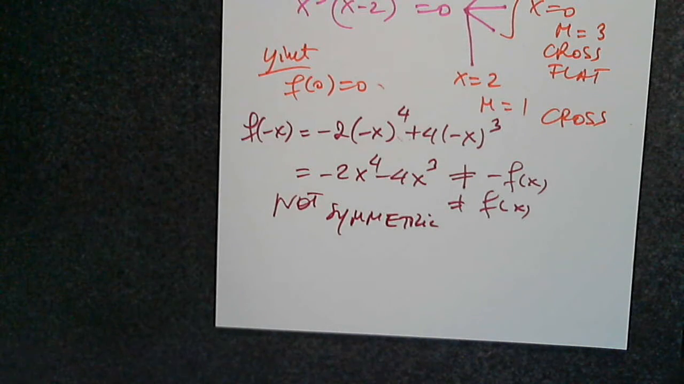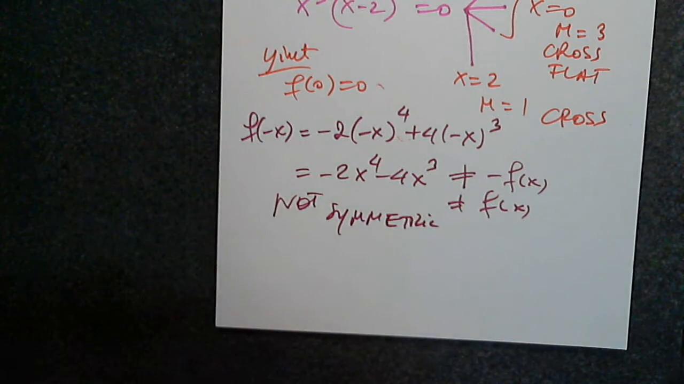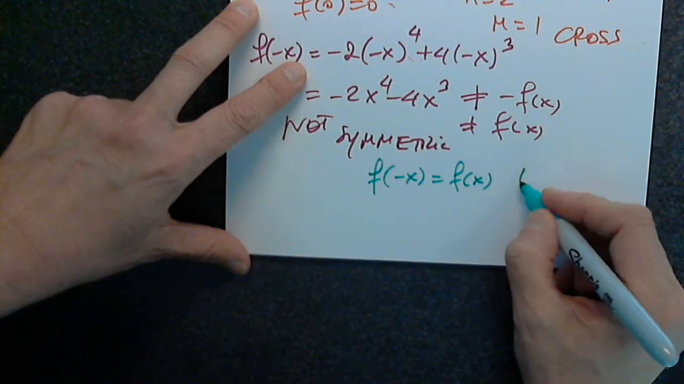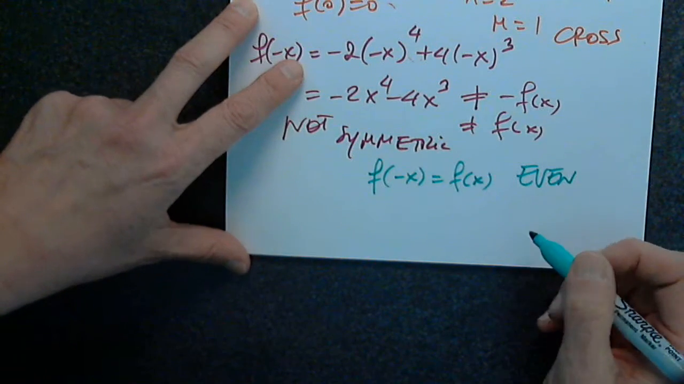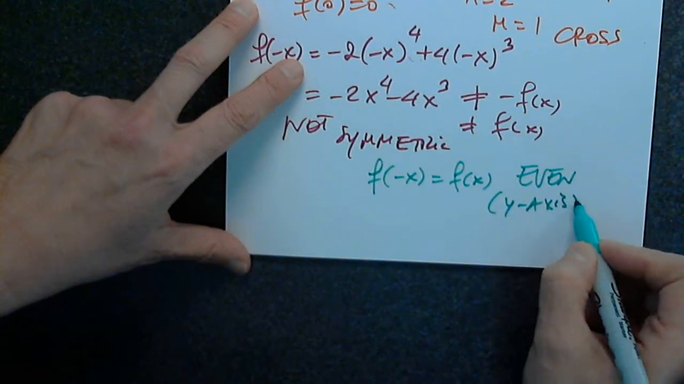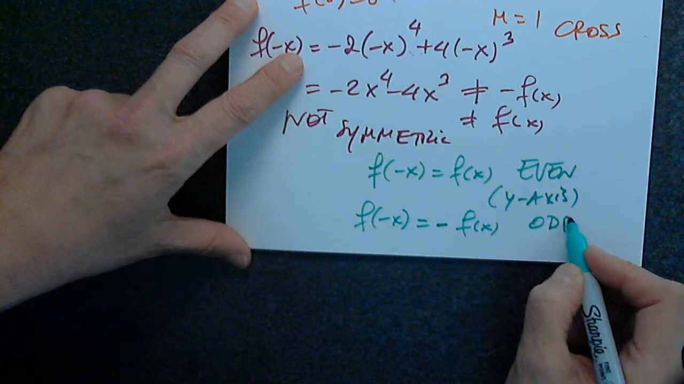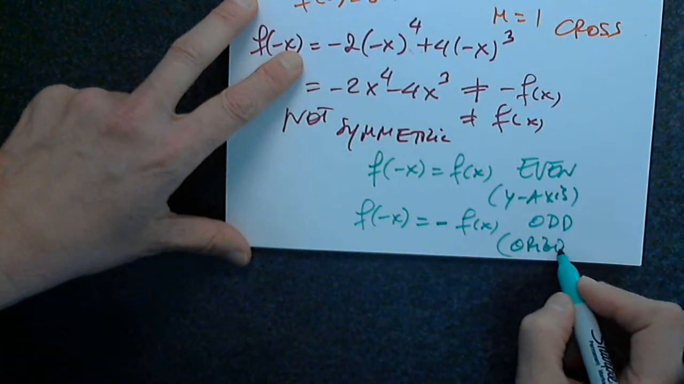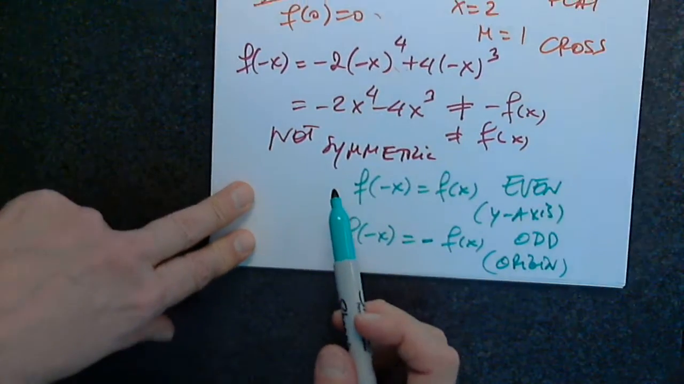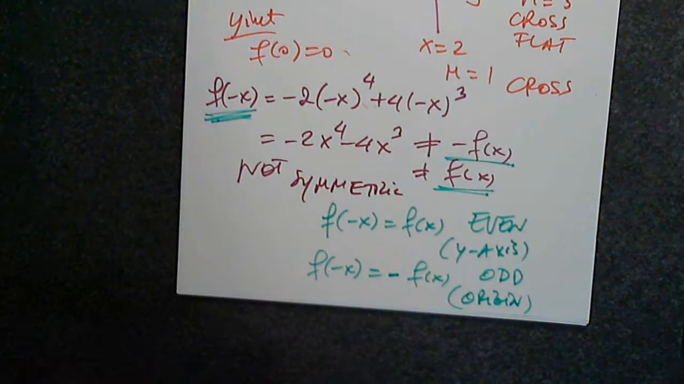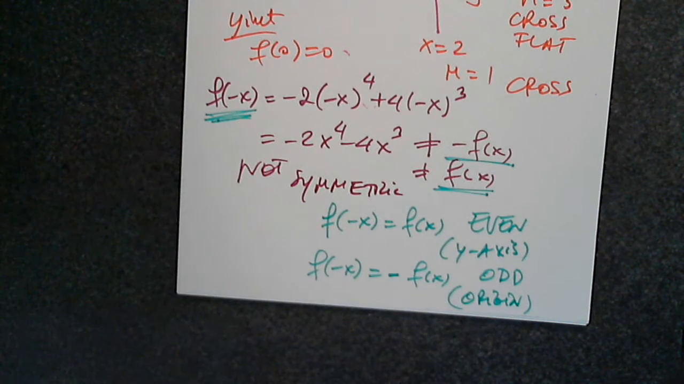So now we can graph. It is not symmetrical because, remember, in chapter 2, we said that if f of negative x equals f of x, it means that the function is even, which means symmetric with respect to the y-axis. And if f of negative x equals the opposite of f of x, the function is odd, which means symmetric with respect to the origin. But this doesn't happen here. This will not equal this, and this will not equal this. So therefore, the function is not symmetric. It's nice when the function is symmetric. It's easier to graph, but not all functions are symmetric.